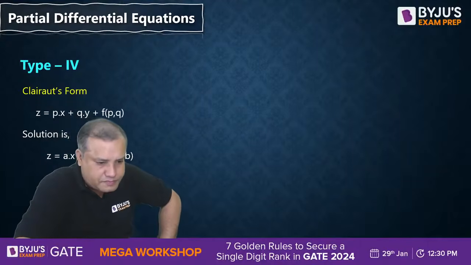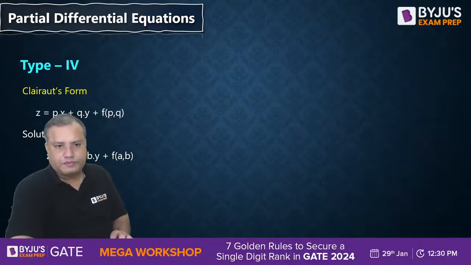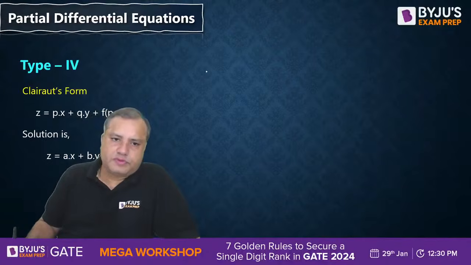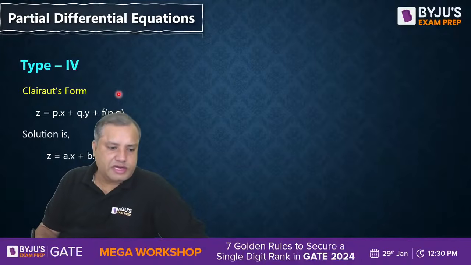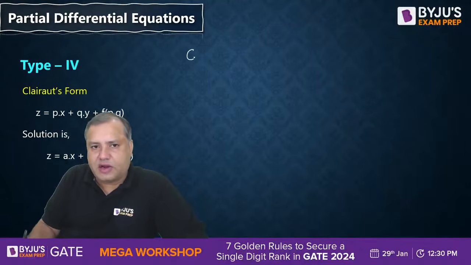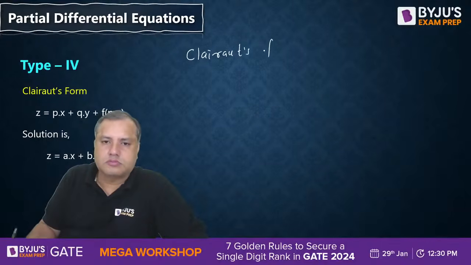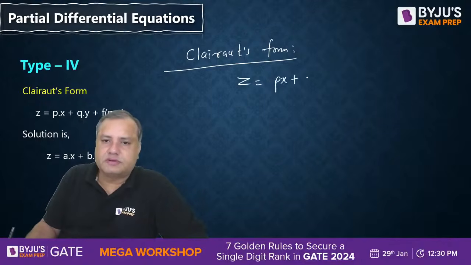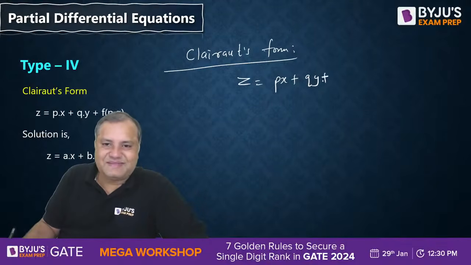Type 4. In type 4, nonlinear. Type 4 is also the part of first order nonlinear PDE. Here, the format is named as Clairaut's form. It is z equal to px plus qy plus f of p comma q.